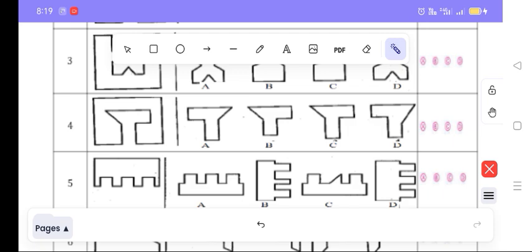Come to question number 4. In question number 4, a shape is cut like this.